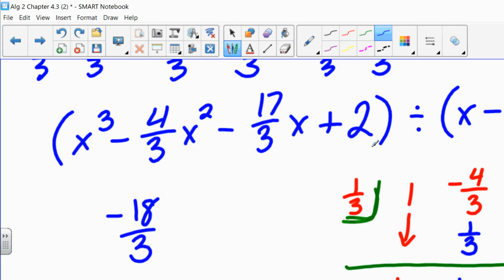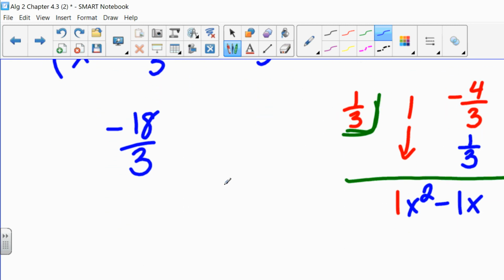And now we just need to plug the variables back in. This would be our remainder. Negative 6 would be the constant term. Then we would have x and x squared. So our answer here would be x squared minus x minus. That's it. Questions on this here? We good with this here?